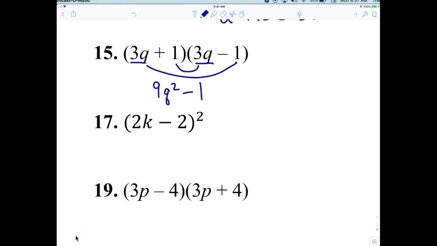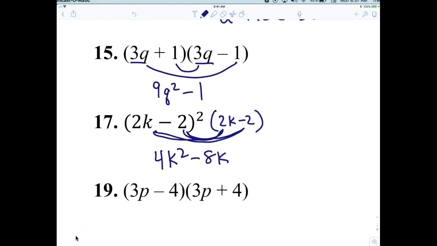One more time. I'm going 2k minus 2. What's 2k times 2k? 4k squared. How much is this? Negative 4k. How much is this? Negative 4k. Altogether? Negative 8k. And then negative 2 times negative 2. Positive 4, right? Be careful. Be careful. Very simple.